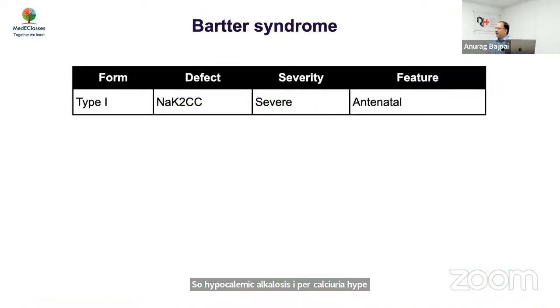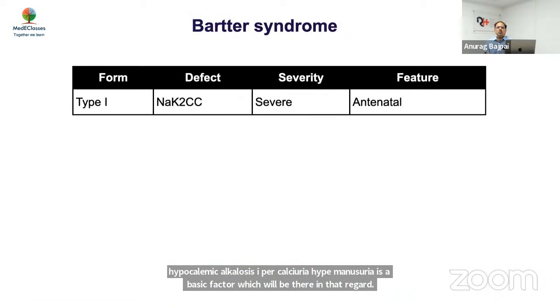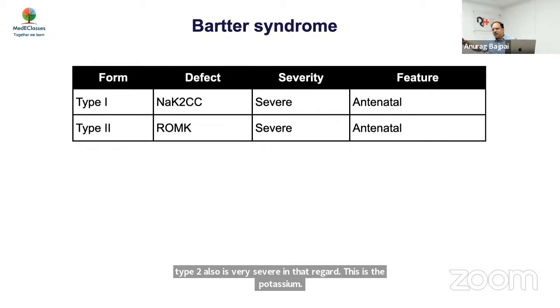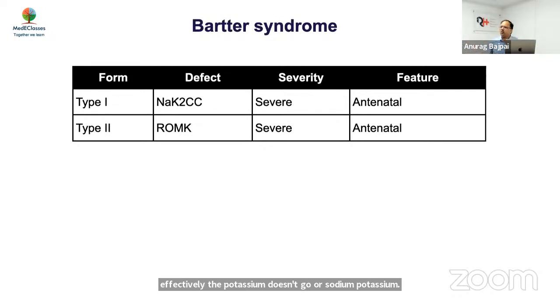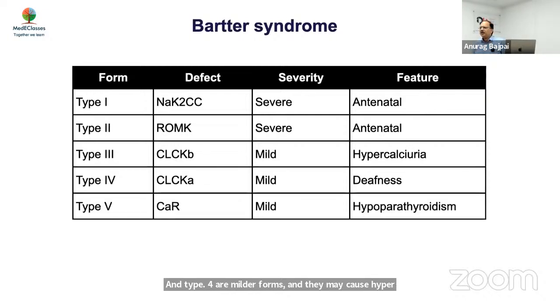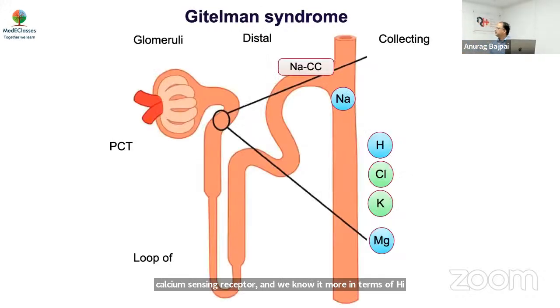So if you just compare, type 1 is the sodium potassium 2 chloride, the most severe form, and you have an antenatal form. The type 2 also is very severe in that regard. This is the potassium channel. So effectively, if the potassium or sodium potassium doesn't go, your whole pathway is disrupted. Type 3 and type 4 are milder forms, and they may cause hypercalciuria and deafness. And finally, type 5, with a calcium sensing receptor, and we know it more in terms of hypercalciuric hypocalcemia, the form of hypoparathyroidism that we have discussed earlier.